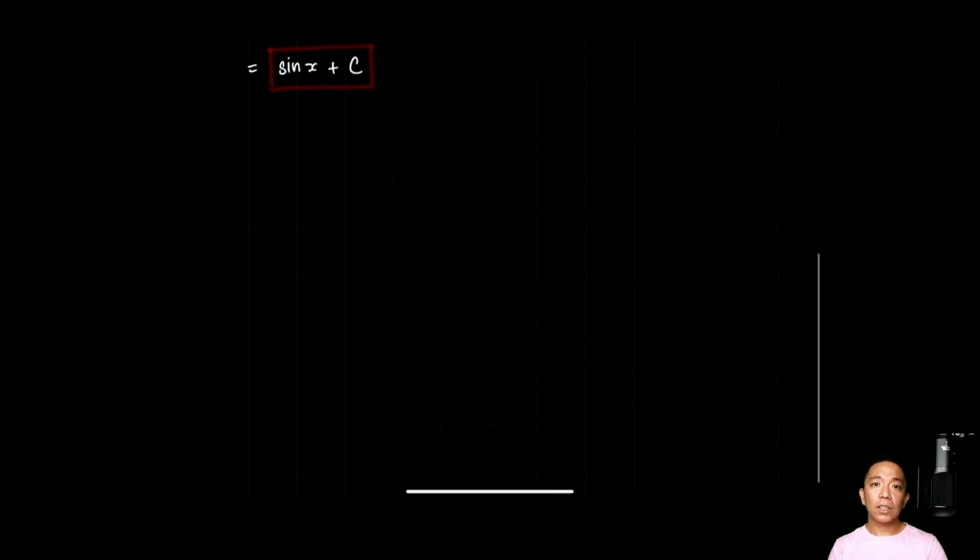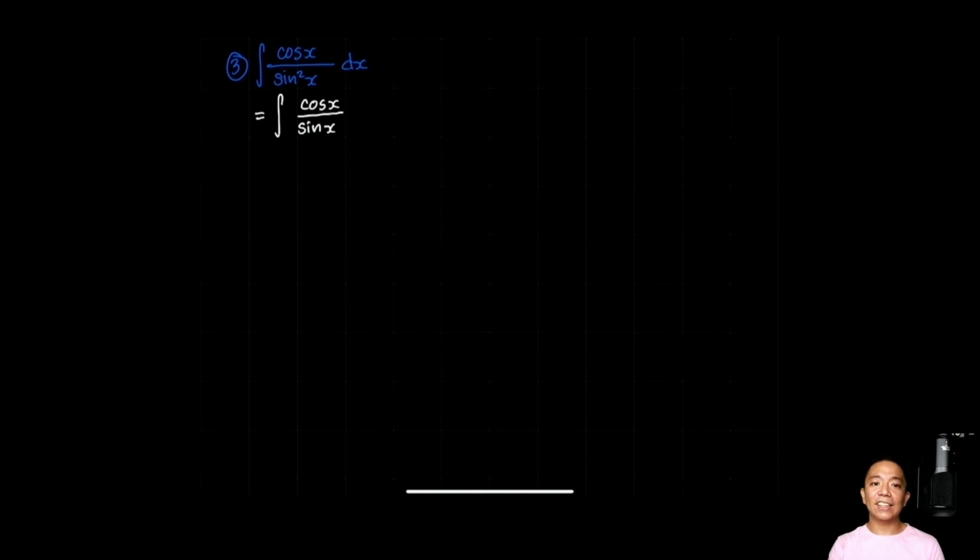Moving to our third example for this set, we have the general antiderivative of cosine x over sin squared x. So we don't have an identity here, but we'll just rewrite this in a special way. We'll rewrite this as the general antiderivative of cosine x over sin x times 1 over sin x. We split the sin squared in the denominator, because cosine over sin is cotangent x, and 1 over sin is cosecant x.